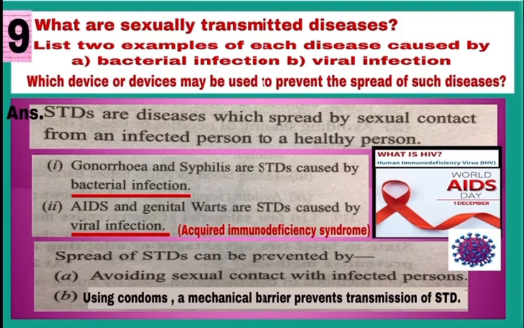C part of the question. Which device or devices may be used to prevent the spread of such diseases? Spread of STDs can be prevented by A. Avoiding sexual contact with infected person. B. By using condoms. It is a mechanical barrier which prevents transmission of STDs.